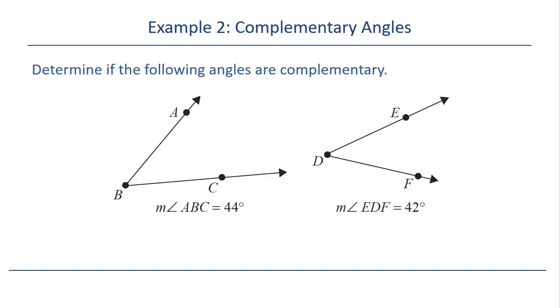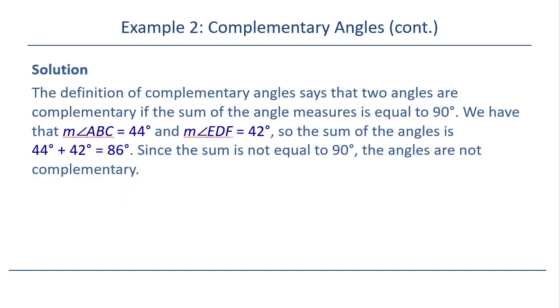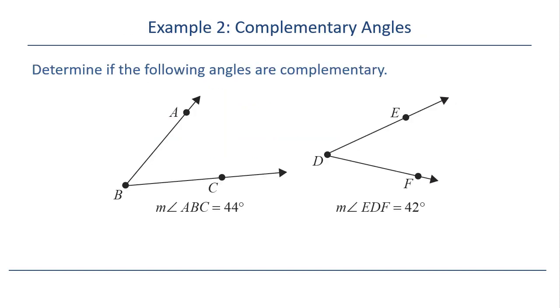Okay, so let's see if we can determine if the following angles are complementary or not. Well, one is 44 and one is 42. We have to remind ourselves, what's the rule for complementary? Well, they have to add up to 90. So we add those two and we see that they're 86 and they're not 90. I will remind you that, like I said, they're not touching, right? They don't have to be touching. So these things aren't complementary because they're not touching. They aren't complementary because they just don't add up to 90.